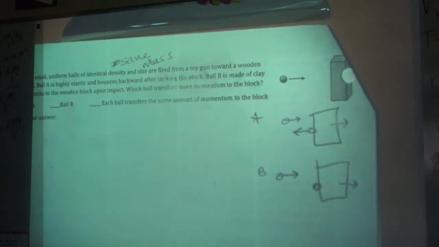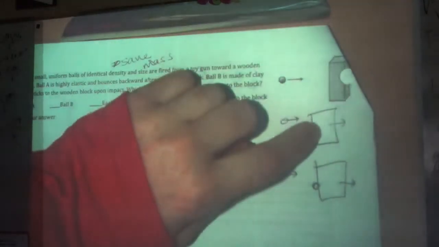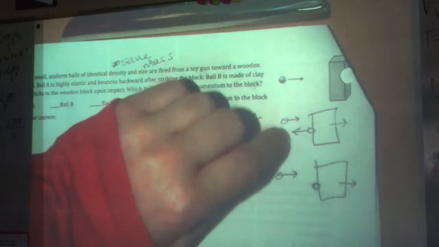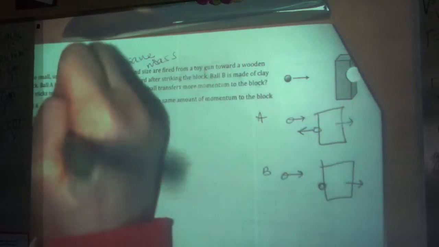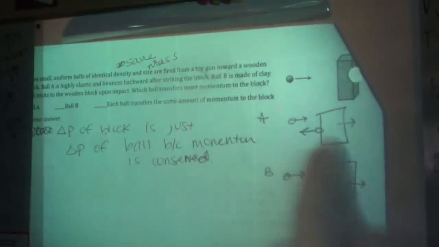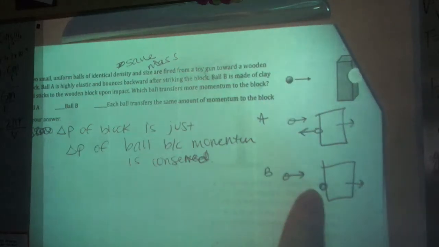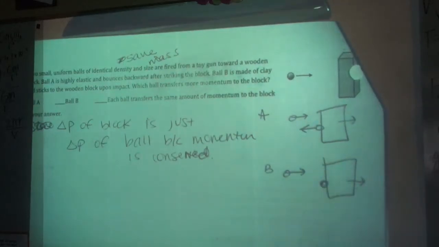Well, the way I thought about it is however much momentum the block gains is how much momentum this one changed by. So the change in momentum of the block is just the change in momentum of the ball, because momentum is conserved. Remember, momentum being conserved doesn't mean the individuals can't change. They totally can. It's just that the total can't. So if this one loses 5 units of momentum, that means the block gained 5 units of momentum, etc.